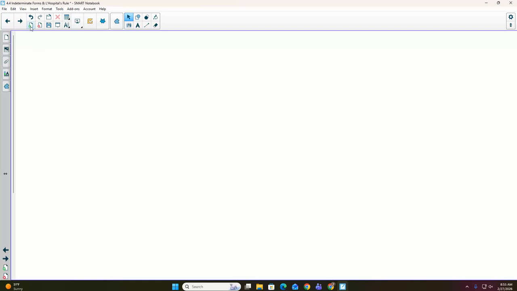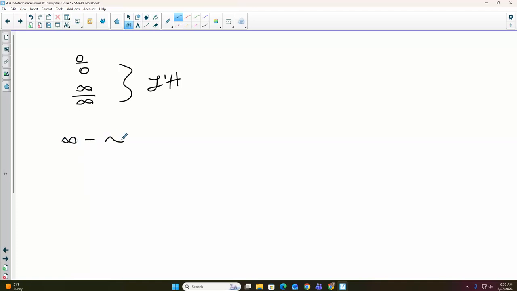So far, our indeterminate forms are things that we can't just reason through and figure out the limit. The first day we talked about 0 over 0 or infinity over infinity, and for those we just did L'Hopital's rule. Yesterday, we talked about infinity minus infinity and 0 times infinity.